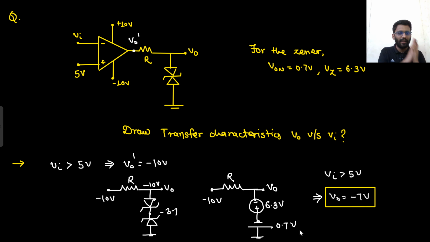This is a simple question on diode circuit only. If Vin was greater than 5 volt, your output was minus Vset, minus 10 volt. If output was minus 10 volt, then this Zener was going into breakdown. So it was replaced with the battery. Then you need to check the operating condition of this one as well. Then you got to know that if the upper one is going into breakdown, then certainly my lower diode will be in forward bias. So that will be replaced with the battery of 0.7. So my output will be minus 0.7 minus 6.3. Output will be minus 7 volt. Well and good. So this is my output.